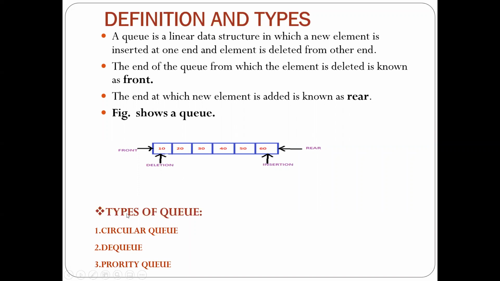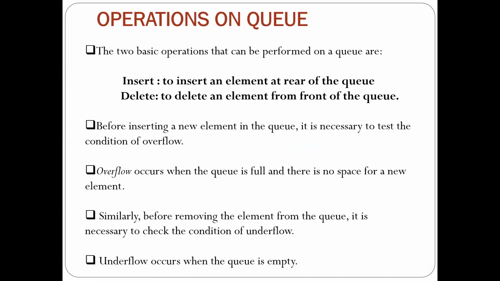A queue has different types like the circular queue, DQ, priority queue. But in this video, we are not going to see the types of the queue, but we'll see the operations on the queue and the array representation of a queue. Two basic operations we can implement on a queue are insert and delete. Insertion is always done from the rear end, and deletion is always done from the front end of the queue.